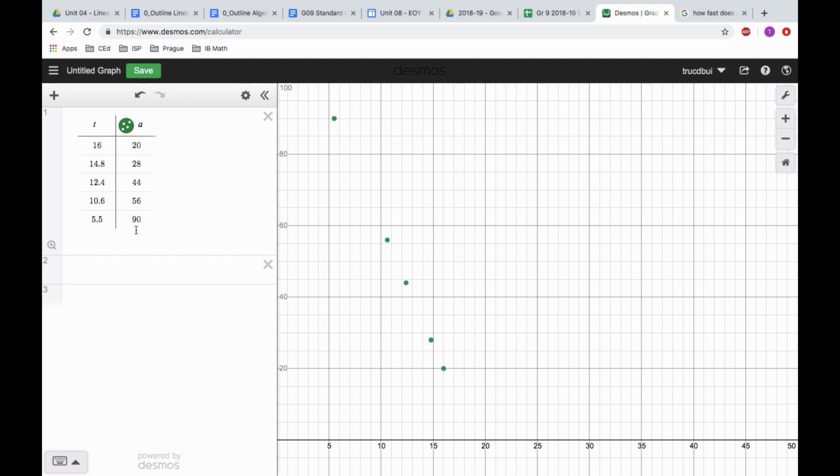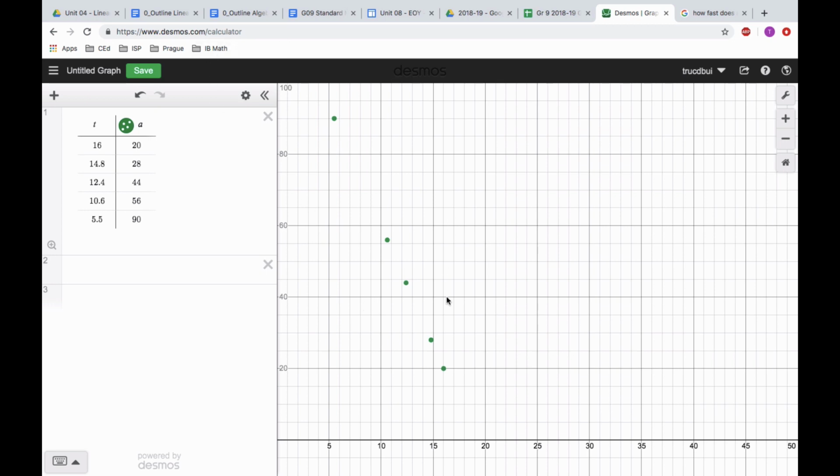Now, if I look graphically, it looks like a pretty straight line. All of these points seem to lie on a straight line. So this is how we can justify graphically that the amount of water is decreasing at a constant rate, even though the space between any two ordered pairs is different. But overall, since they all seem to lie in a straight line, we can say they are decreasing at a constant rate.